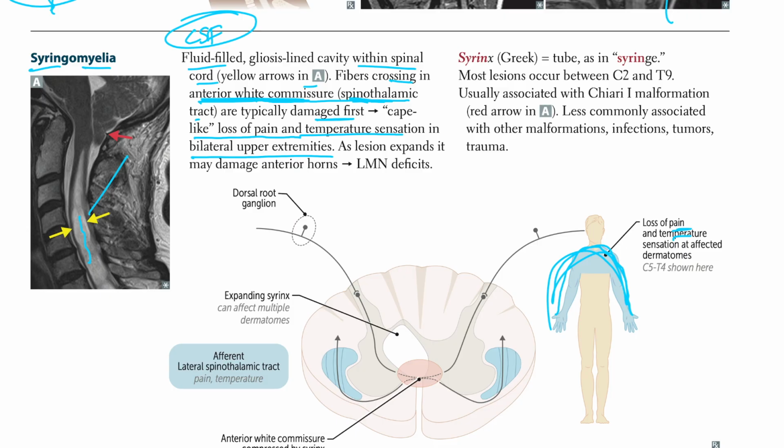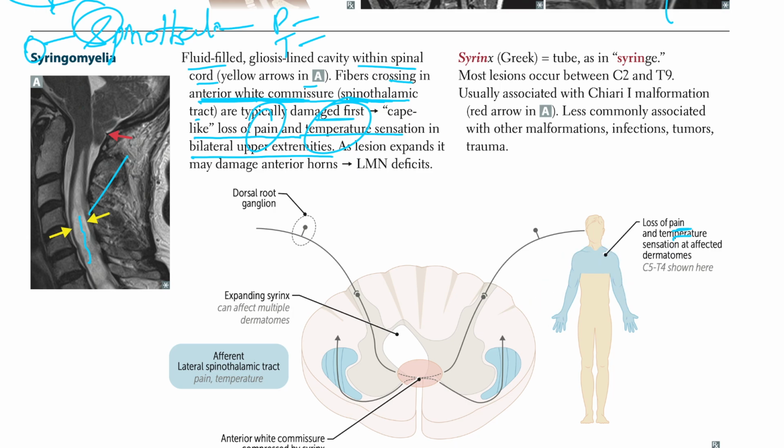So the easy way to think about it is: S for Syringomyelia, S for spinothalamic tract. Problem with the spinothalamic tract, SNS, right? And the spinothalamic tract is going to be PT out. What is PT? Pain is out, temperature is out, in the cape-like distribution.